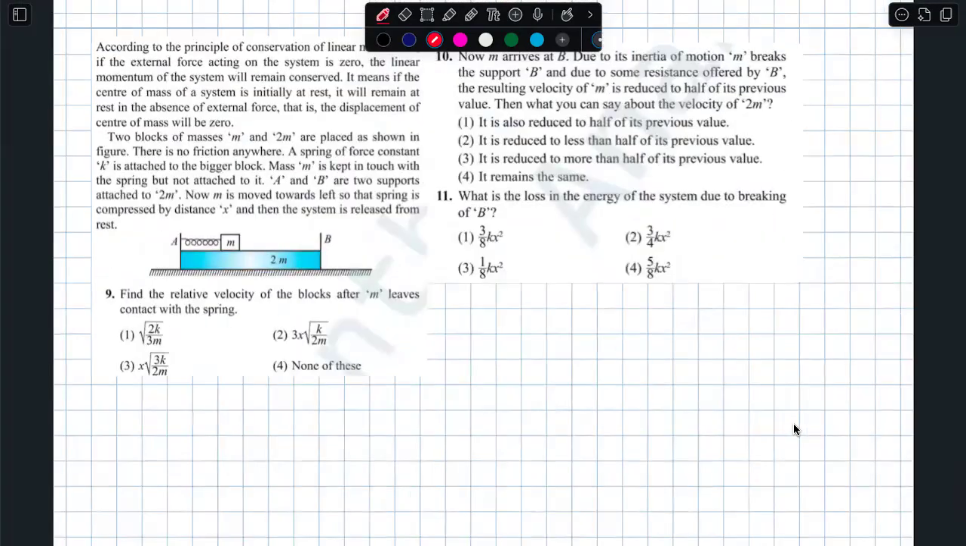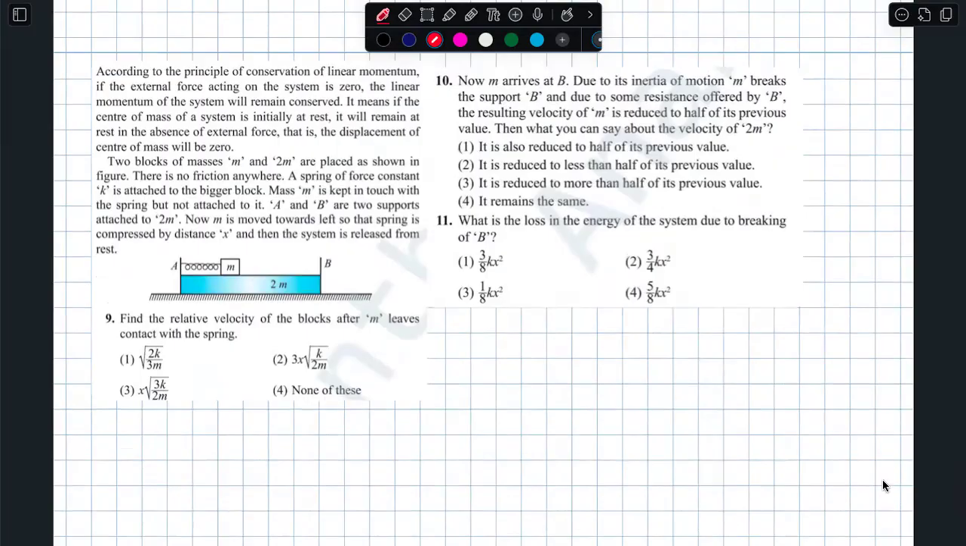Please go through this question. Everyone, please go through this question. Now please work on this question, everyone. Already this was done with you.